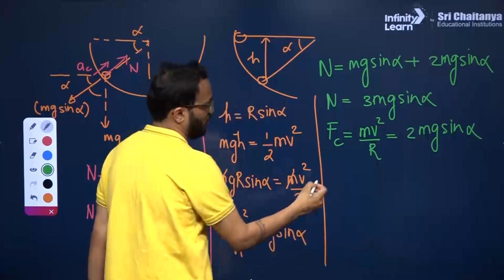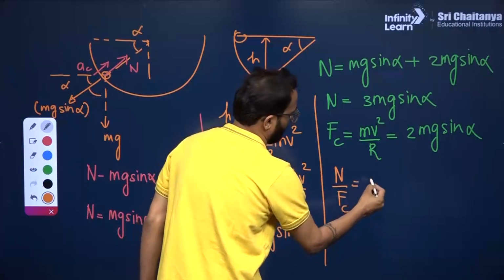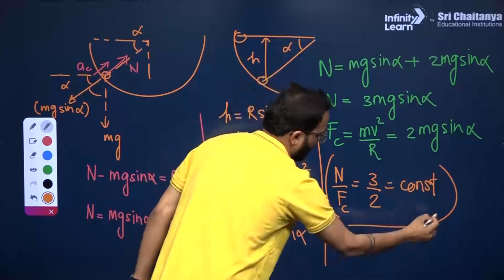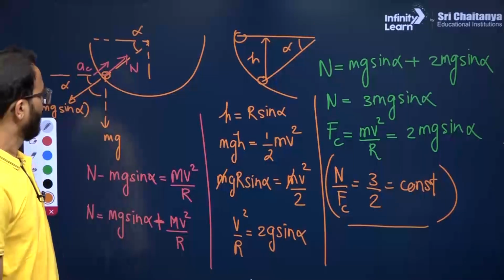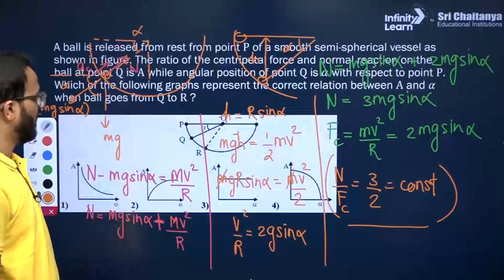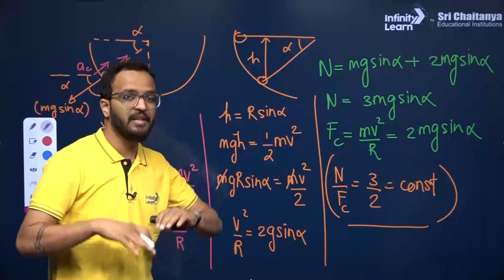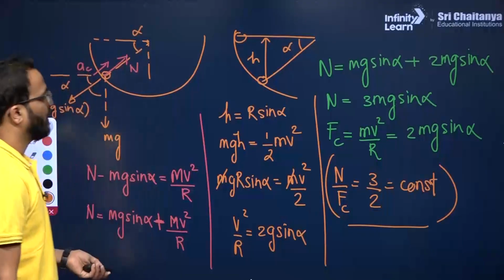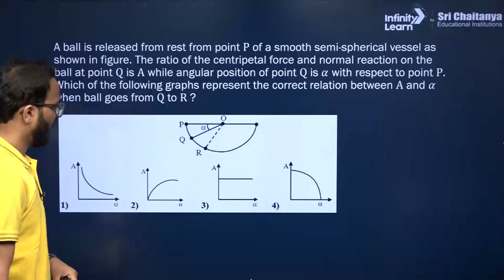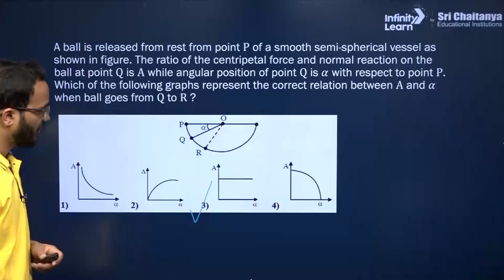So, if you take the ratio of N by Fc, this comes out to be 3 by 2, which is a constant. That means the ratio of N and centripetal force does not depend upon alpha. So, this is a pretty good explanation of this question, and I hope you have understood. So, in this question, we can say that N by Fc remains constant. Okay. So, which graph will be correct? If this remains constant, then automatically we will say that this graph is correct. Clear, everyone?